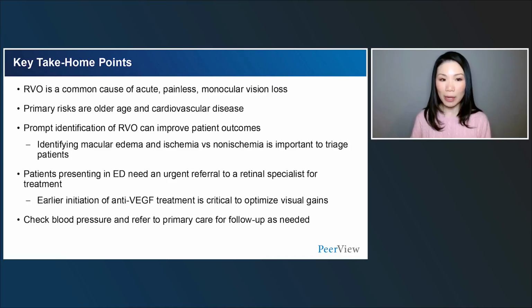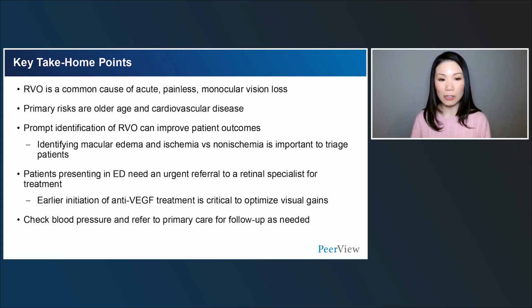So first, remember that retinal vein occlusion is a common cause of acute painless monocular vision loss, and that the primary risk factors are older age and cardiovascular disease. So anyone who comes in with painless unilateral vision loss, you really should think about RVO, because again, it's the second most common retinal vascular disease. Prompt identification means prompt treatment, and that can really make the difference in terms of the patient's visual outcome eventually.